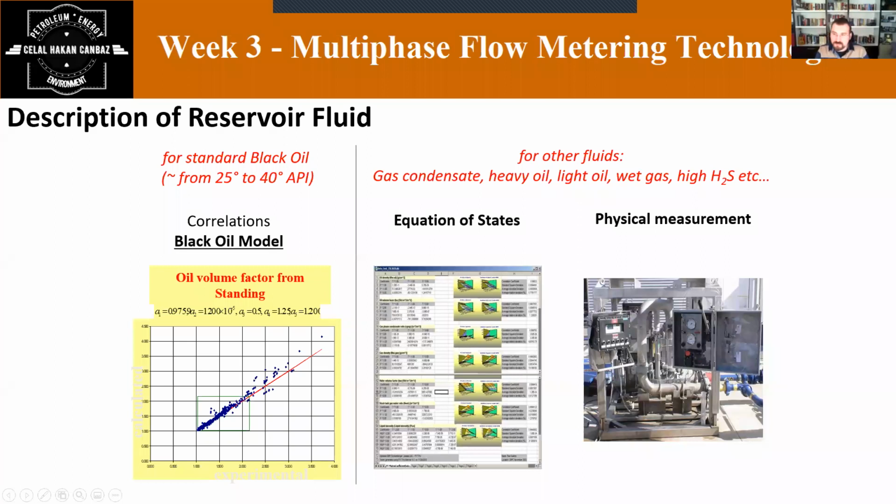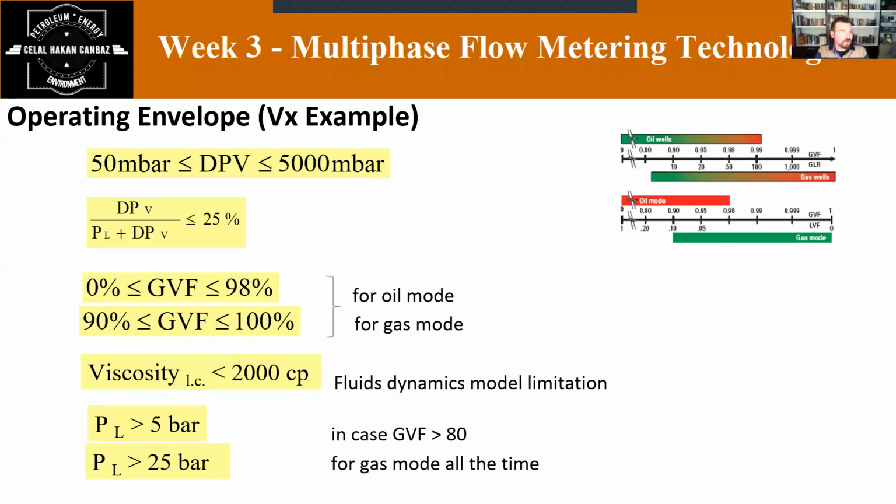But before that, I would like to mention the operating envelope. For example, in this VX example, the pressure difference has to be between 50 millibar and 5,000 millibar. It has to be like this. If you are below 50 millibar, fluctuations can start, so it changes their percentage, and if you are above 5,000 millibar, you can have the same problems as well. So this is important.